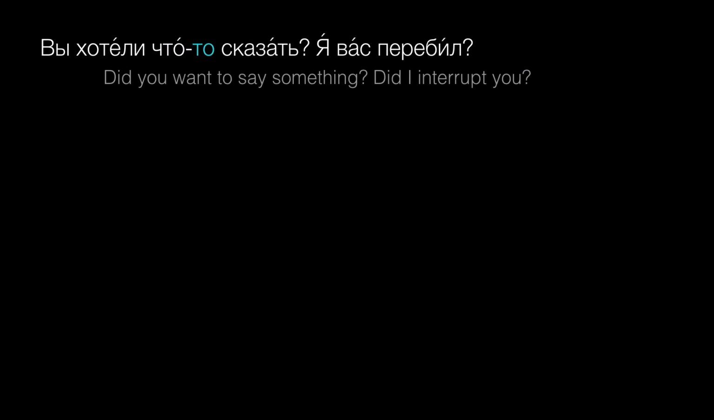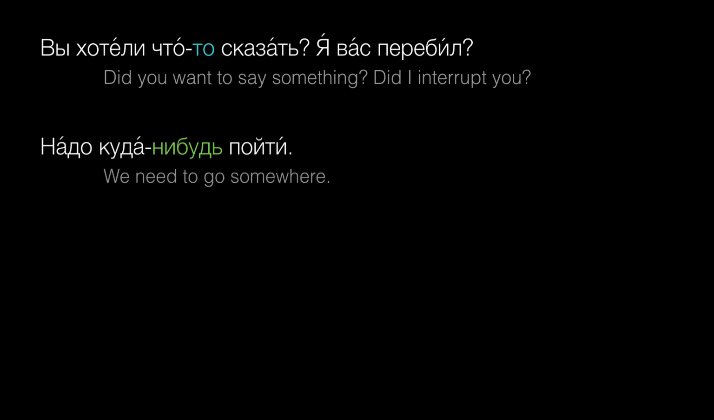Вы хотели что-то сказать? Я вас перебил. Now, if I interrupted you, I know you probably wanted to say something. So even though I'm asking a question, I use то, because I'm referring to something specific, whatever it was you wanted to say. Надо куда-нибудь пойти. It's a statement in the present, and using нибудь makes clear that I don't have any place in mind. I don't yet know where we should go.